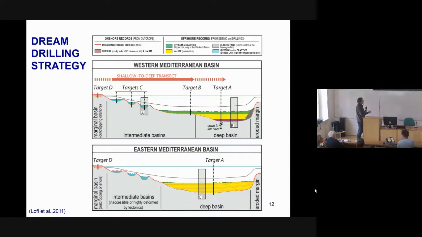The thing is different in the eastern basin. There you have only halite, and there are clear erosion surfaces at the bottom and the top of that layer.